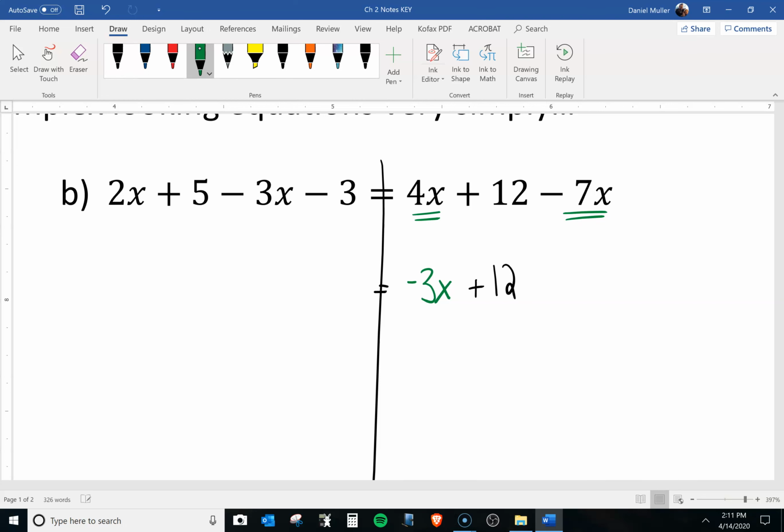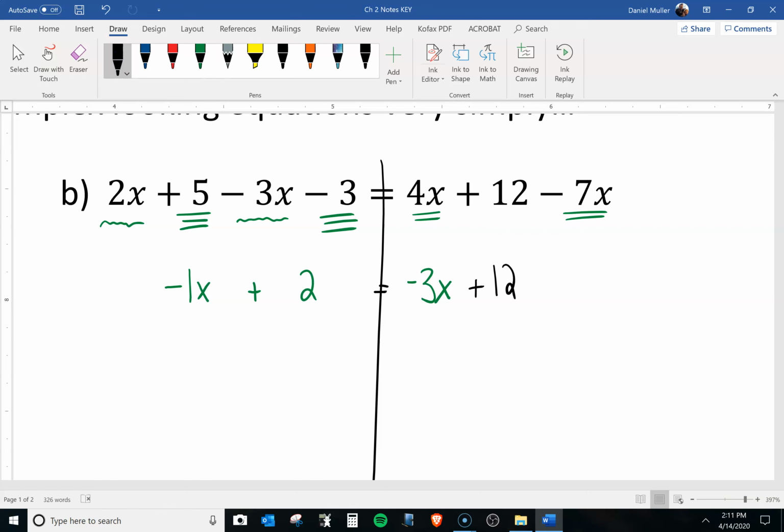And on the left side, I see a couple actually. I see a 2x and a negative 3x. And then I see a 5 and I see a negative 3. So I'm going to do the x's first because I have to write that on the left. A 2x and a minus 3x is a minus 1x. And then a 5 minus 3 is a positive 2. There we go.